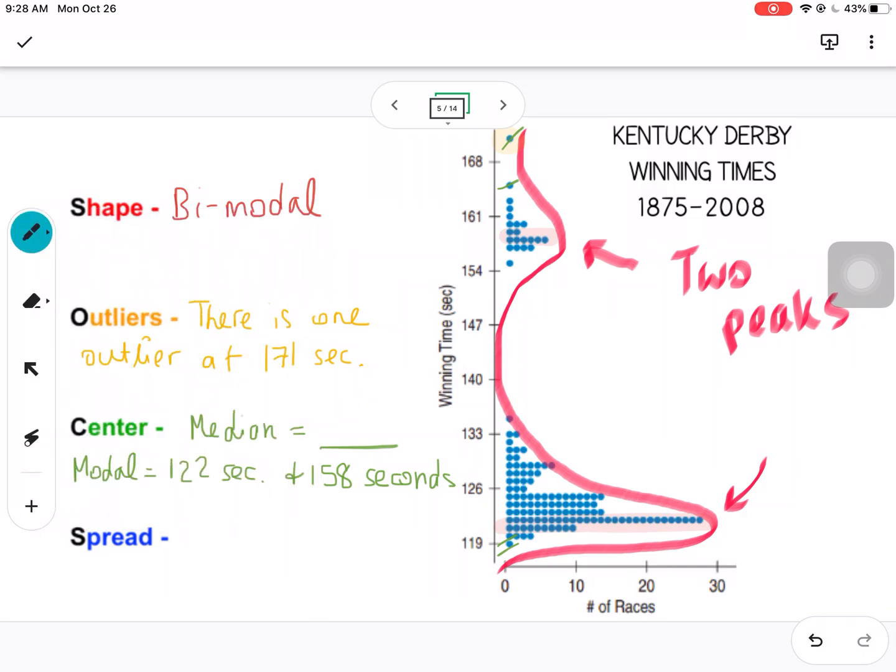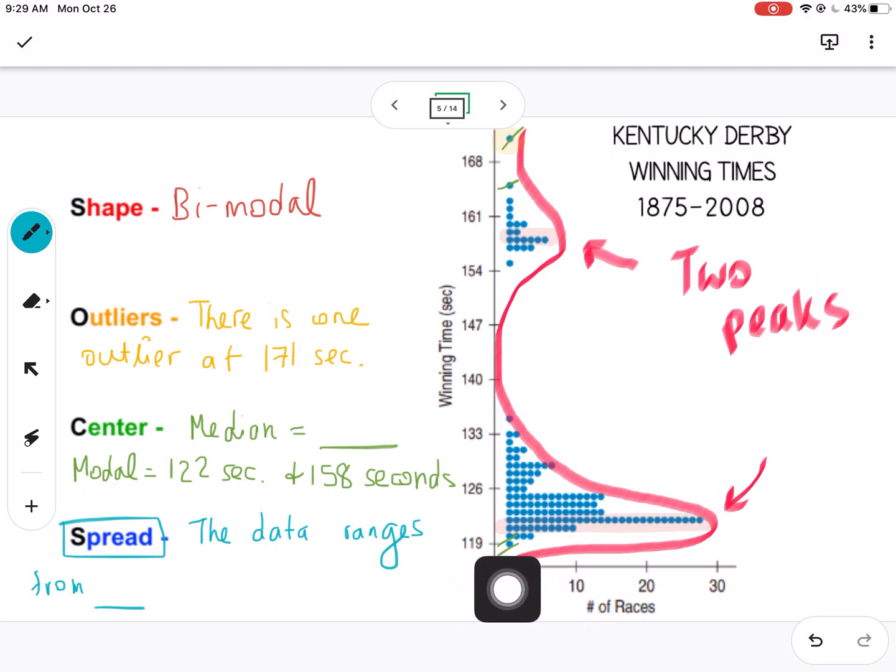So the last thing is the spread. In our case, the data ranges from our minimum, it looks like, is 119 seconds to, we said that was 171 seconds. So that's the spread of our data.